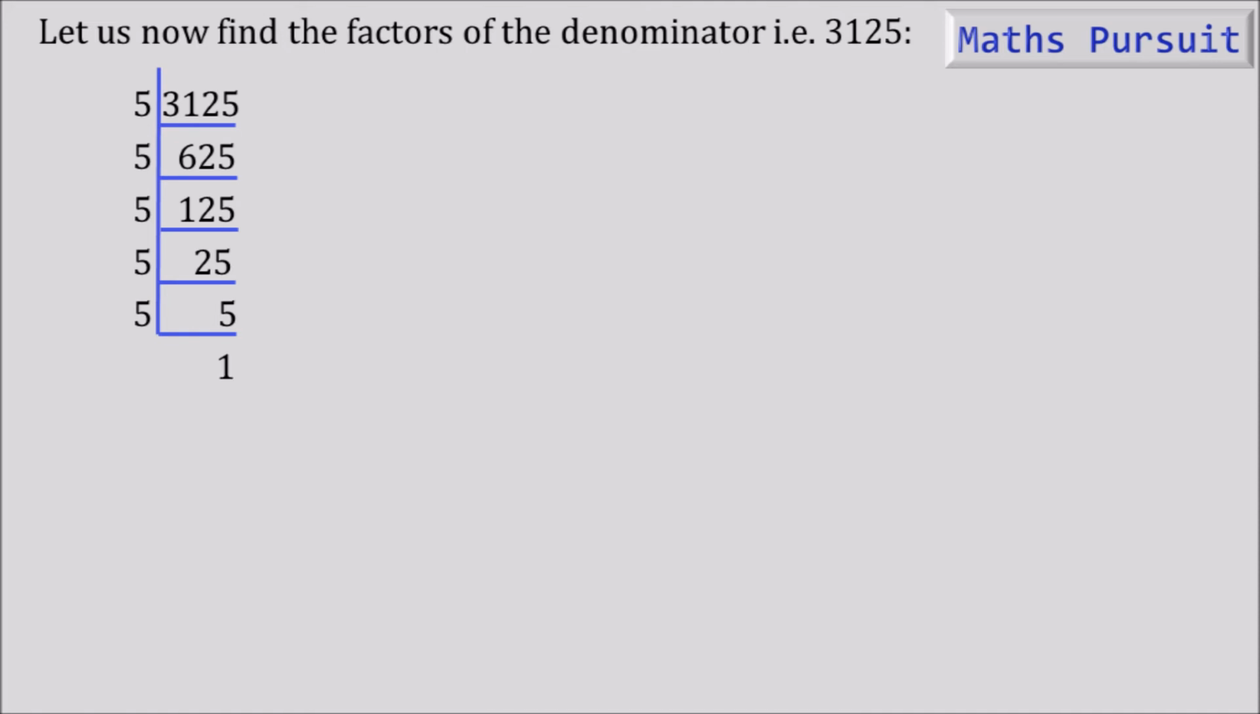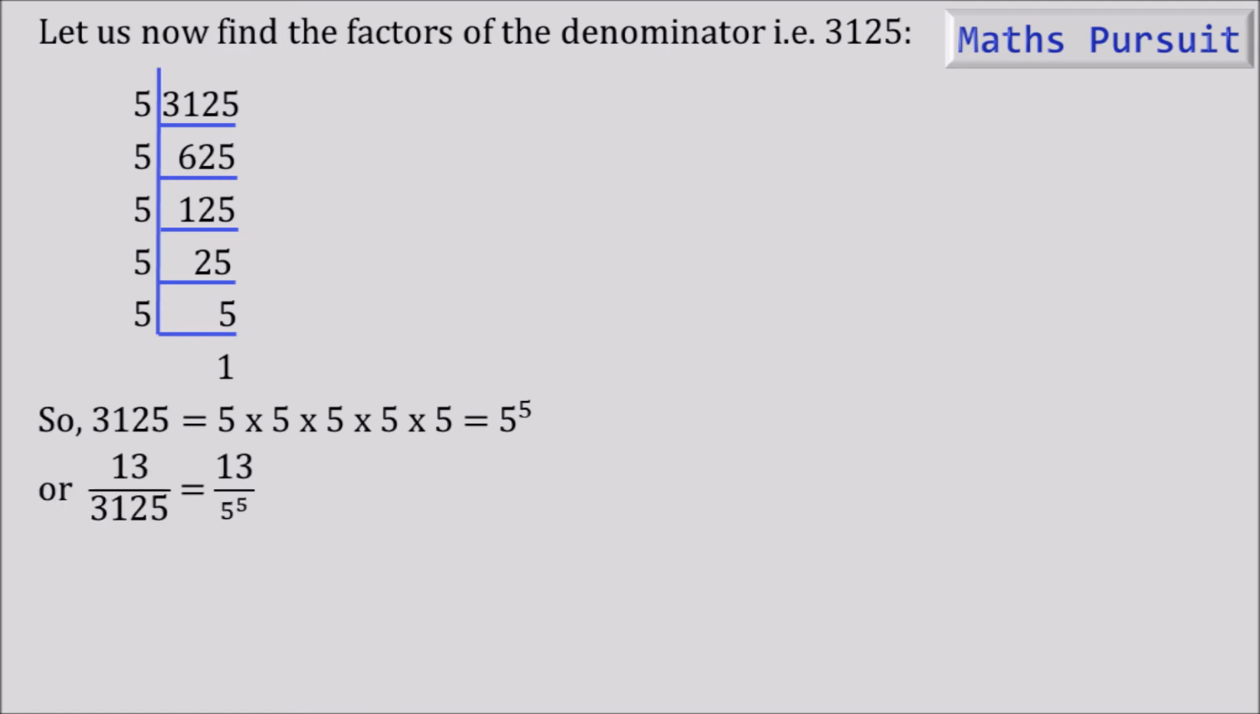So guys, we can see that the number 3125 has only 5 as its factor. So I can write 3125 in the form 5 into 5 into 5 into 5 into 5, which is nothing but 5 to the power 5. Or I can say 13 divided by 3125 is equal to 13 by 5 to the power 5.